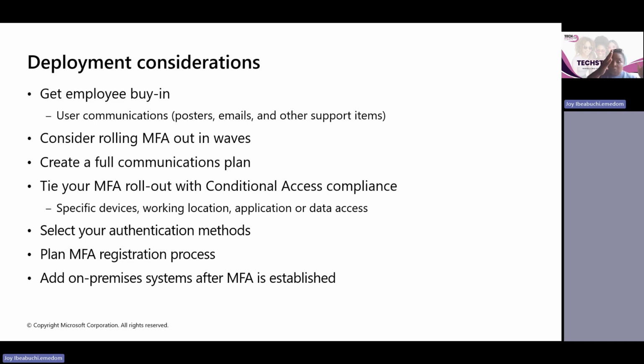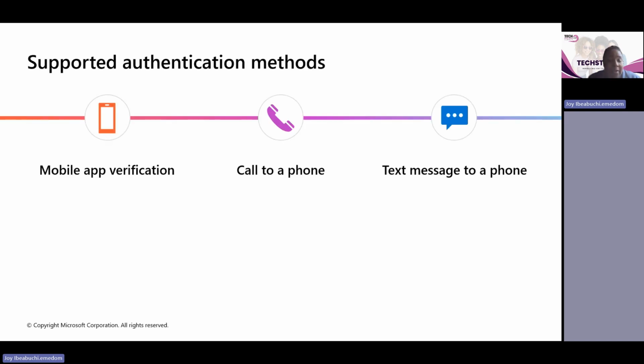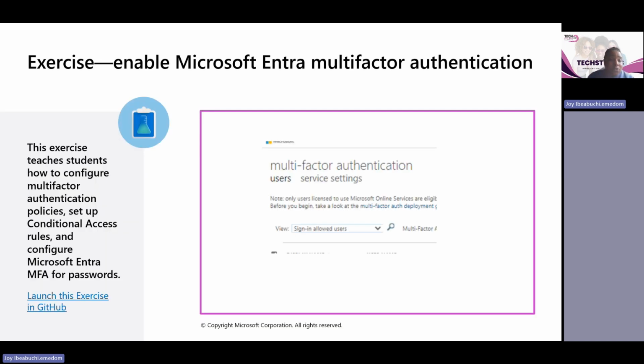So the whole idea is you need to plan your MFA process, right? And the platforms that need to be impacted by this. What are the supported methods of authentication that we have? You can use your mobile app, call to phone, text, right? So you know how you get a text or you get a call or the mobile app authenticator. These are the three supported authentication methods that you can use for MFA.